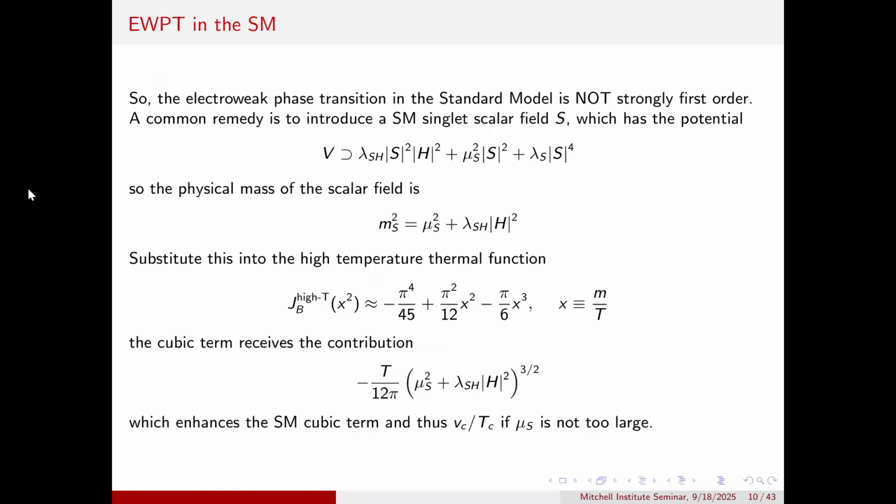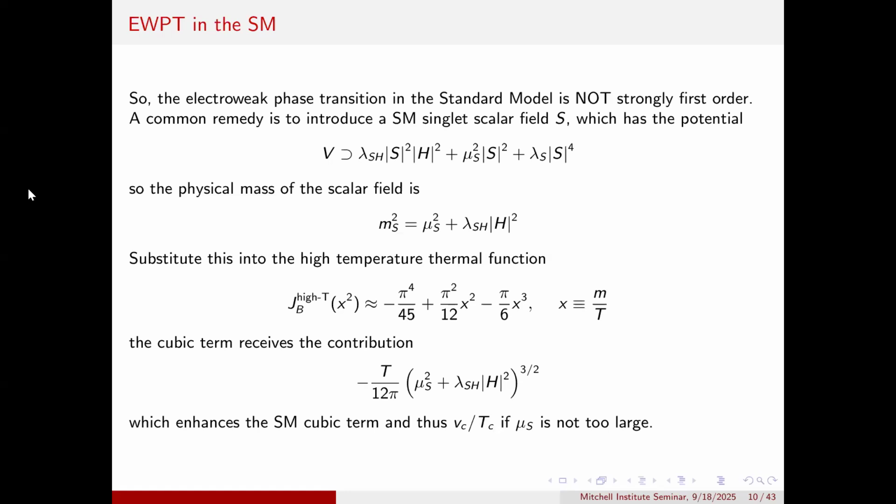So what should we do if we want a first order electroweak phase transition? Well, the simplest remedy is to introduce a standard model singlet scalar field, which couples to the Higgs by this quadratic coupling, and also has its own general quadratic terms. So how this would solve the problem for us is we can first calculate the mass of the scalar field, which is mu squared plus this term coming from its coupling with the Higgs.